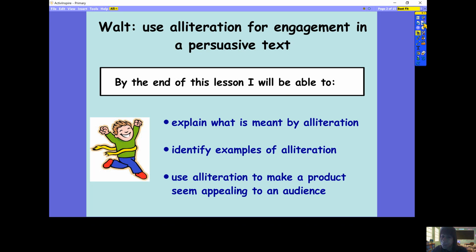So by the end of this lesson, you will be hopefully able to explain what is meant by alliteration. We have covered this before when we did Bill's New Frock, so I'm hoping that lots of you will remember what that means. You're going to identify examples of alliteration. And then we're going to have a think about using alliteration to make a product seem appealing to an audience.